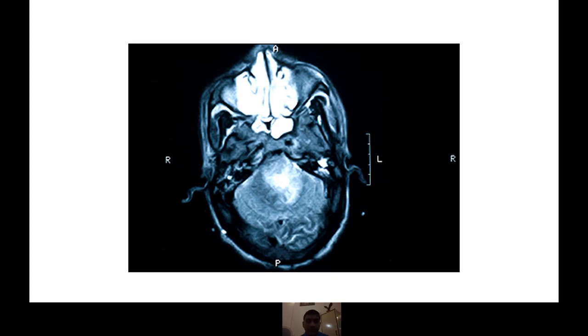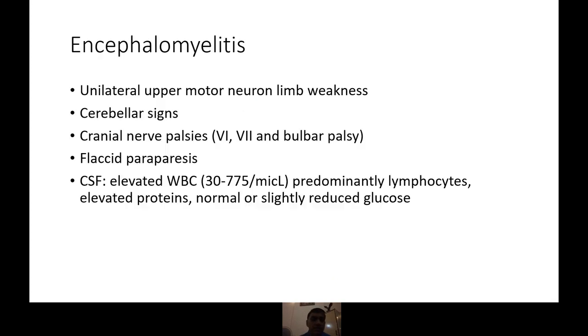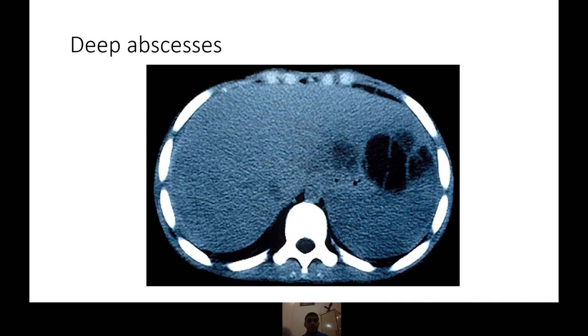And it can present as encephalitis. This is the same MRI that we saw earlier. So you can have motor neuron palsy, cerebellar signs, cranial nerve palsies, and sometimes even it can present like a flaccid paresis. Then there can be deep abscesses such as liver abscesses, splenic abscesses, then sometimes renal abscesses.